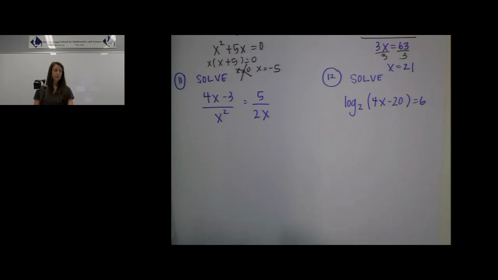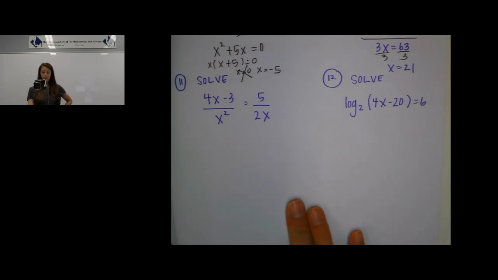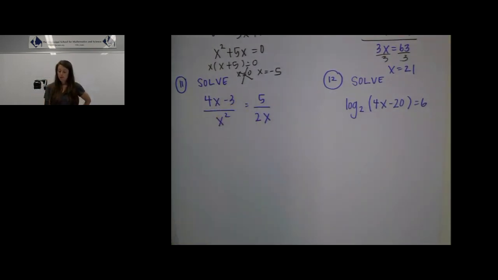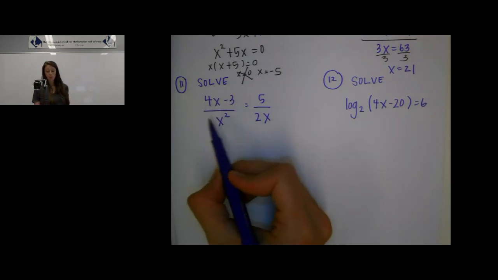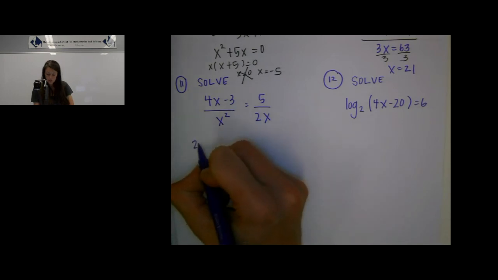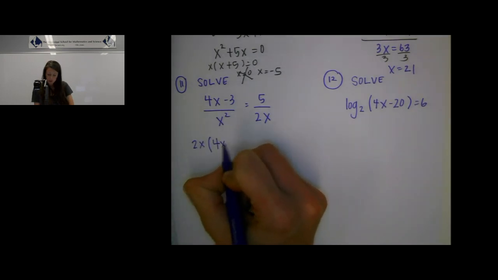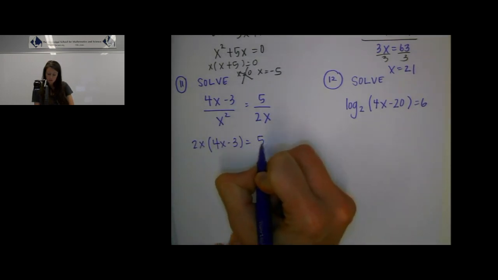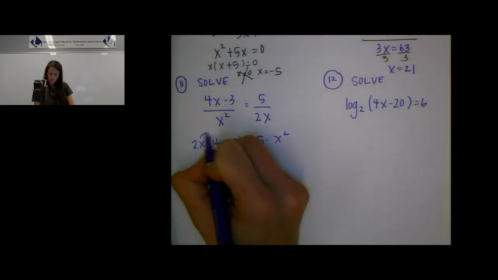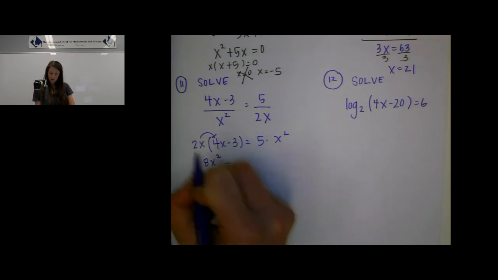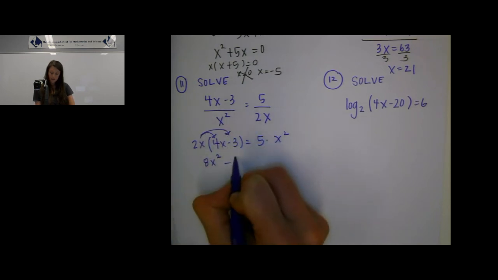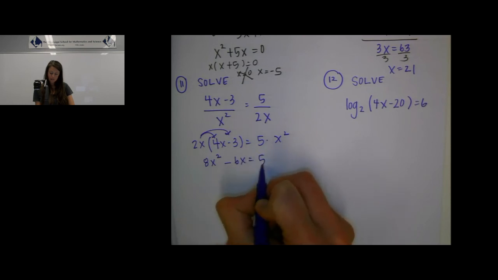Okay, number 11 is a cross multiplication here. So it's like a proportion. So we're going to say 2x times 4x minus 3 is equal to 5 times x squared. So then we'll simplify. So 2x times 4x is 8x squared. 2x times a negative 3 is a negative 6x. And this will be 5x squared.